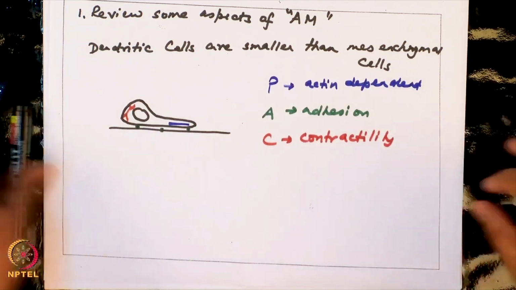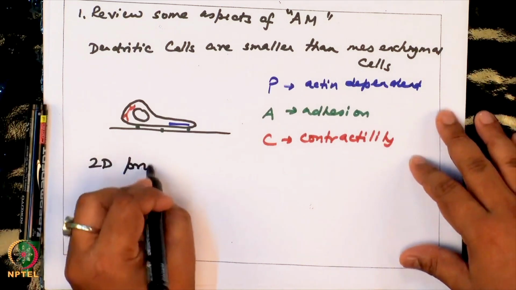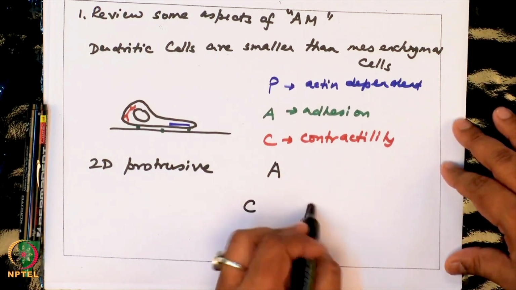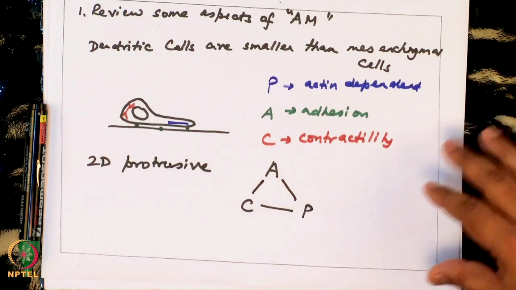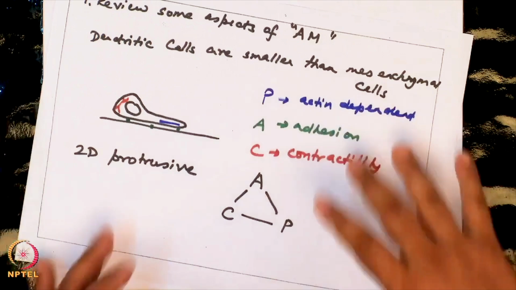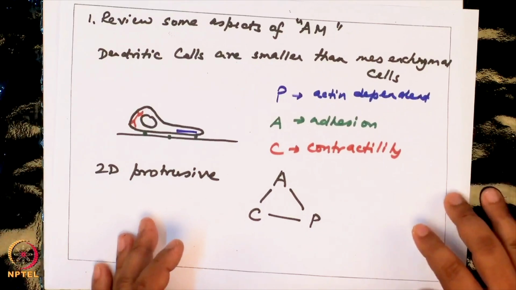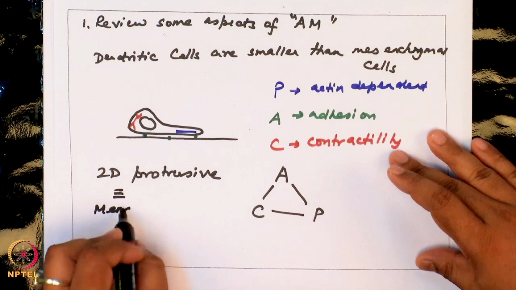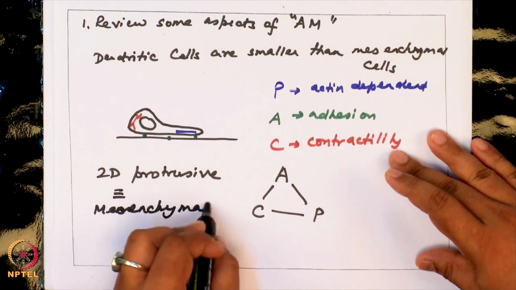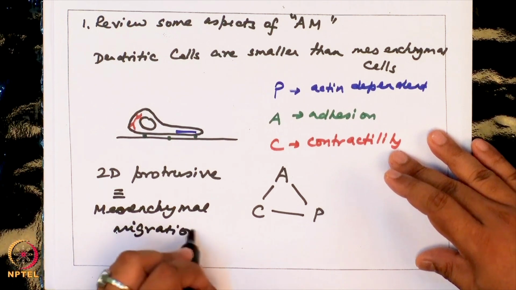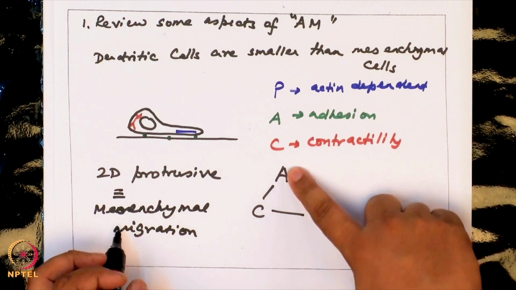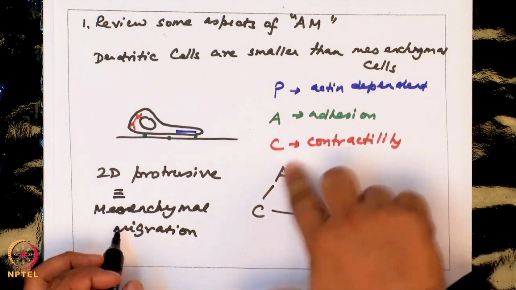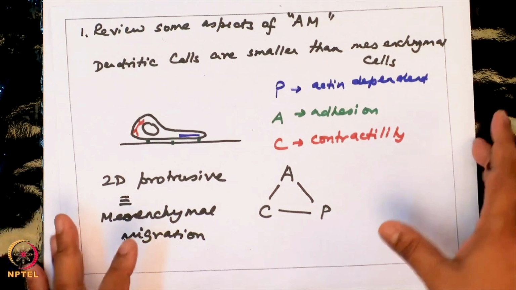So, a 2D protrusive cell can be drawn in the following way. You have 3 different aspects of it: protrusion, adhesion and contraction. When all 3 are dominant, this is almost equivalent to mesenchymal migration. The cell protrudes, stabilizes the protrusion by adhering, and then the cell contracts. So, you have all 3 of these parts playing major roles.